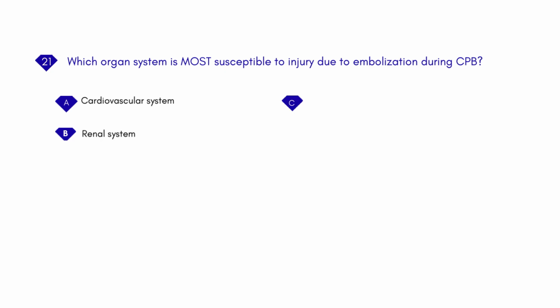Which organ system is most susceptible to injury due to embolization during CPB? A. Cardiovascular system. B. Renal system. C. Hepatic system. D. Gastrointestinal system.